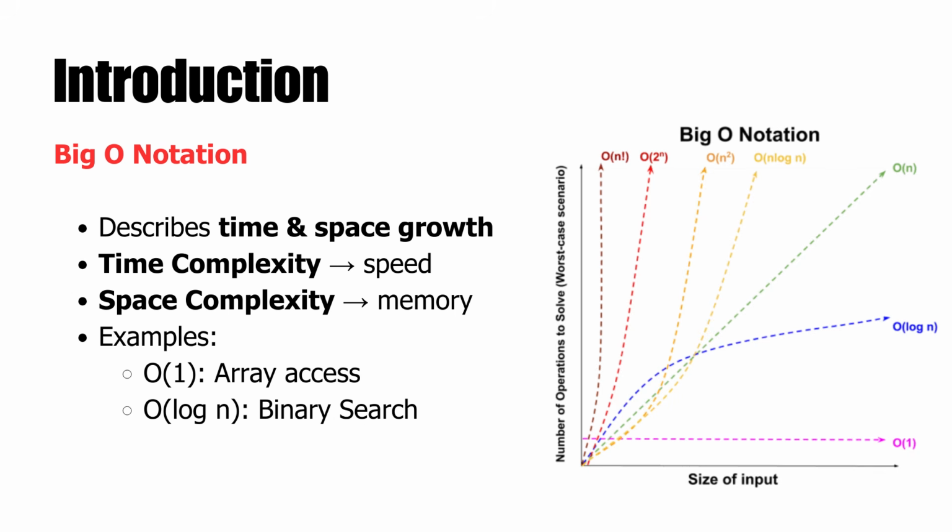Big O notation is how we characterize an algorithm's performance as input size increases. We focus on two main aspects: time complexity, how long it takes, and space complexity, how much memory it uses. Let's work through some common examples. O of 1, constant time, takes the same time regardless of input size. Think of accessing an array element by index, fast and predictable. O of log n, logarithmic time, time grows slowly as input size increases. Binary search exemplifies this. Each step cuts the dataset in half.